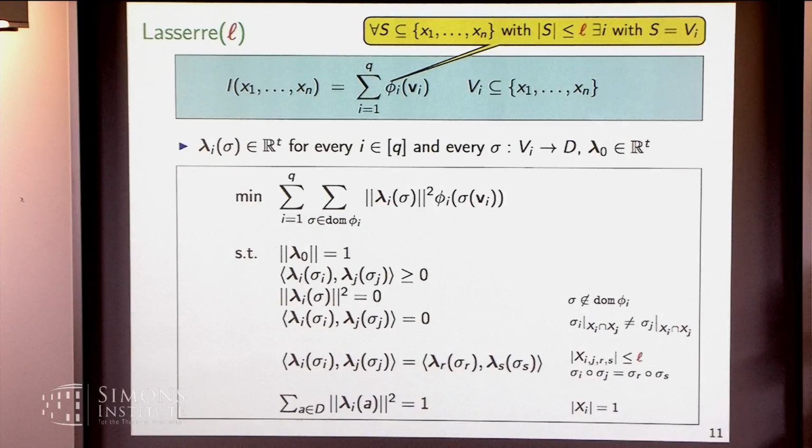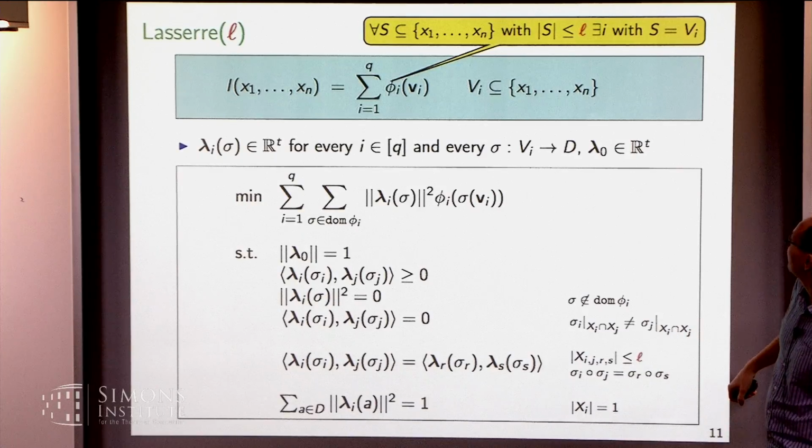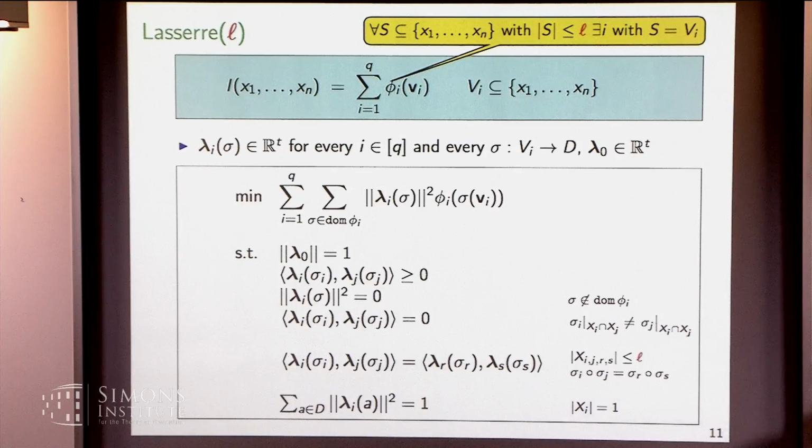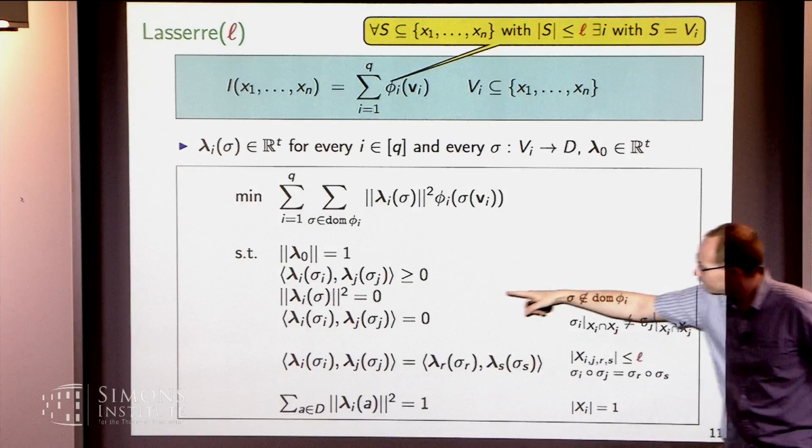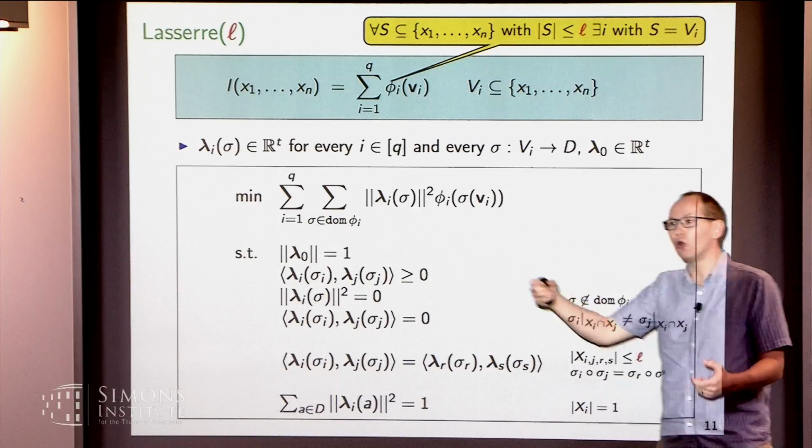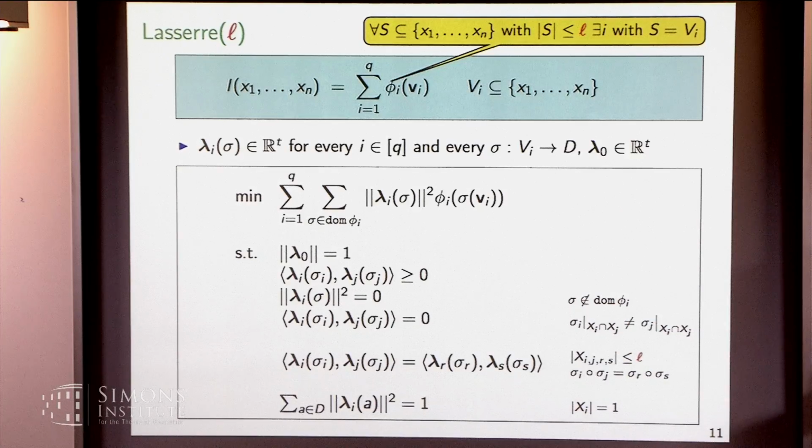So what is the intuition behind these lambdas? The intuition is that rather than using Sherali-Adams, where you have just probabilities, this time you have vectors. So the squares of the norms are still thought of as probabilities, but now they don't come from arbitrary numbers, they have to come from inner products of vectors. So it means you restrict the types of probabilities you get.